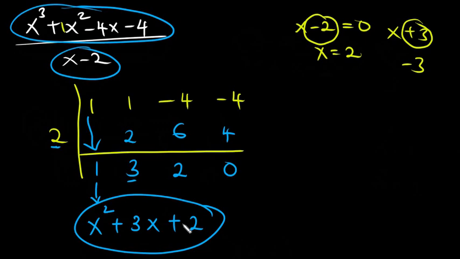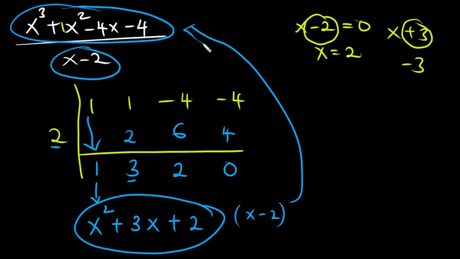To check whether this answer is correct, you just need to multiply x squared plus 3x plus 2 by x minus 2, and check whether you get this polynomial as the answer. And I want us to look at another example.